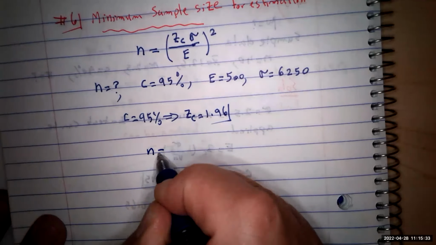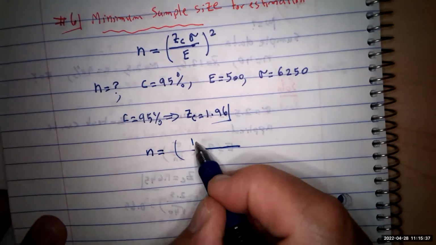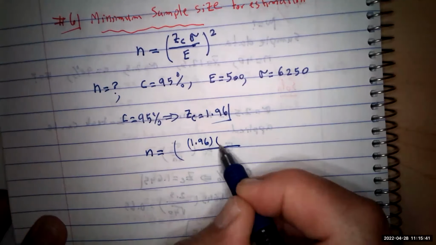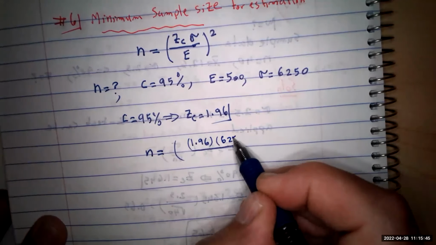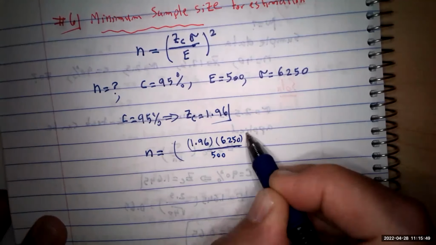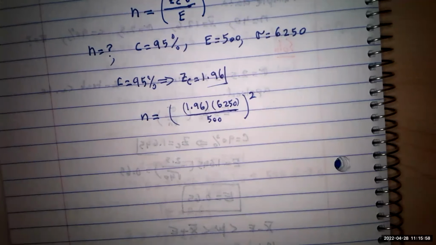So N is equal to, inside parentheses first, ZC of 1.96 times sigma of 6,250. Then you divide it by E. When you are done, then you square it. Order of operations, make sure you don't miss it. Okay, let's do it. Use your calculator. Make sure you get the same number.